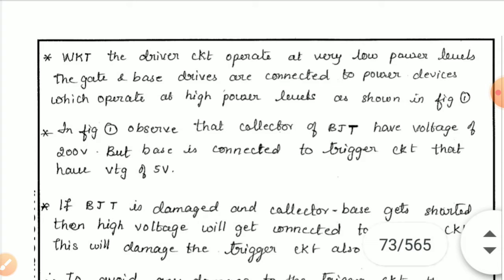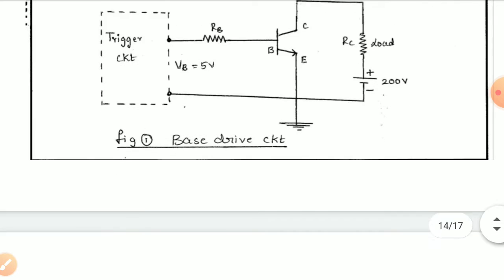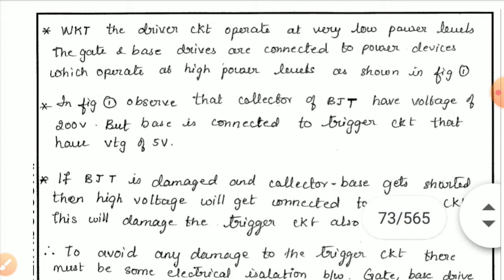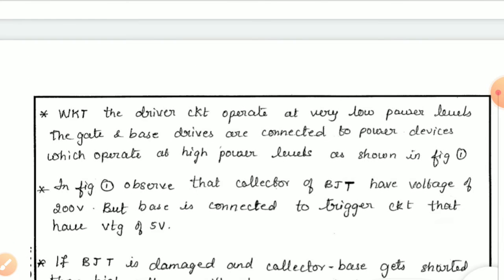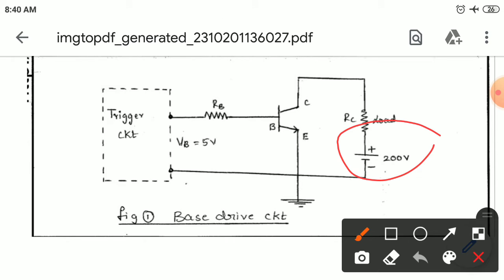You can see the configuration of gate drive circuits, where the trigger circuit is connected to the base terminal. In the figure, observe that the collector of the bipolar junction transistor has a voltage of 200 volts, but the base is connected to the trigger circuit that has 5 volts. Are you understanding? The BJT has a high voltage of 200 volts, but the base terminal is connected to 5 volts.